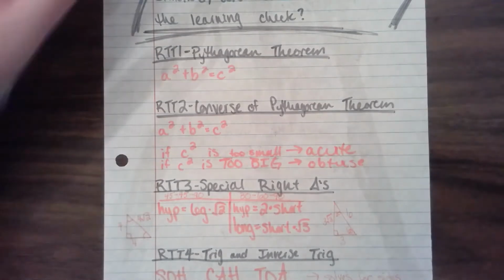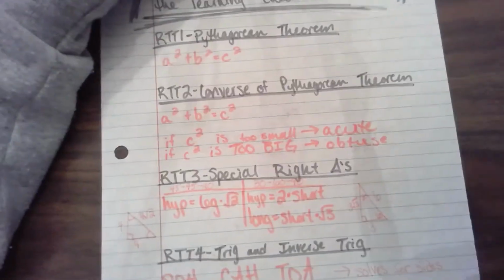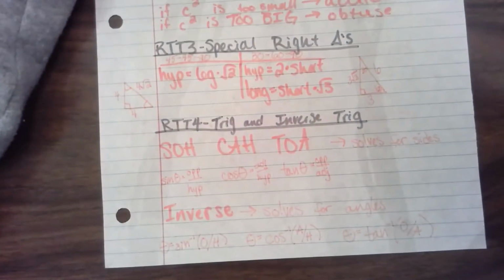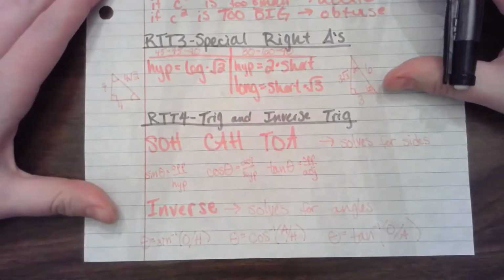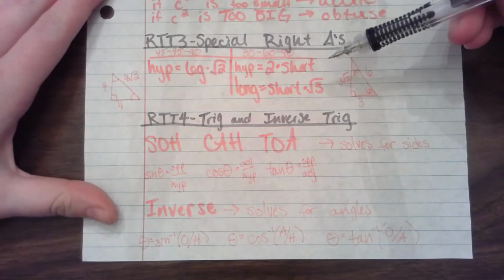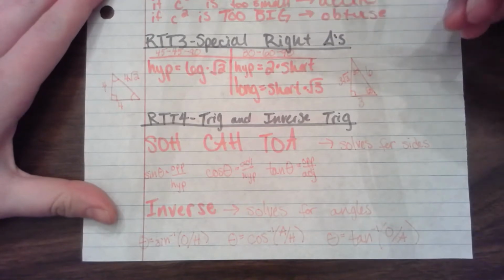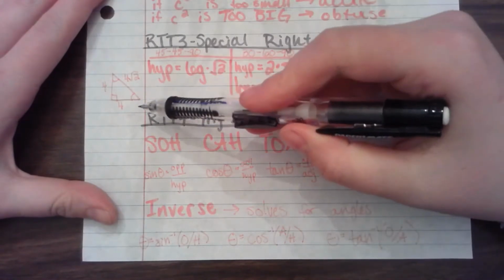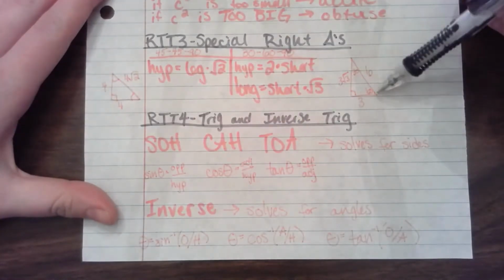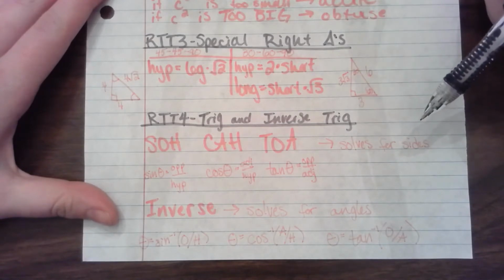Okay? And then the last ones, oops, sorry, I'm trying to adjust my camera. The last ones are RTT3 and RTT4. RTT3 is the special right triangles. There's 2 types of special right triangles. They're 45, 45, 90 degree triangles, and then 30, 60, 90 degree triangles.